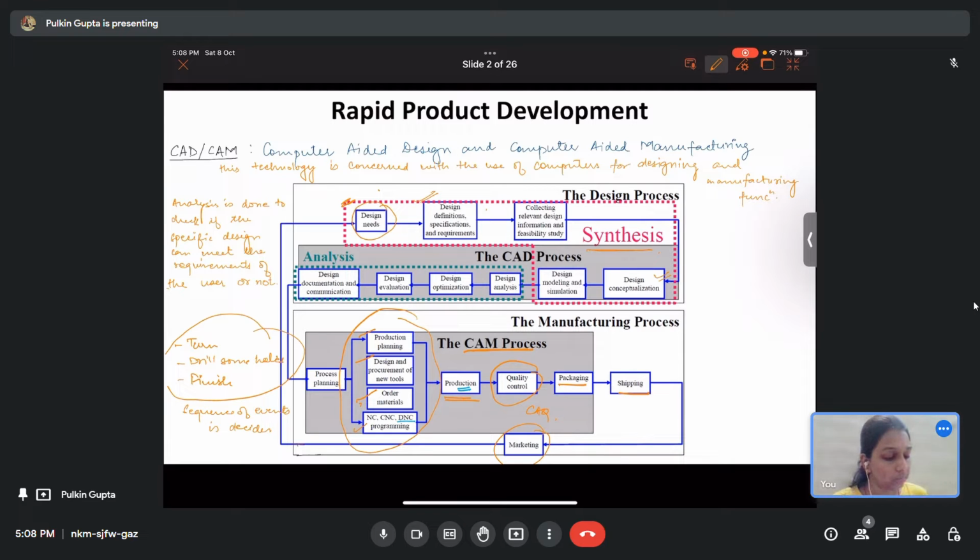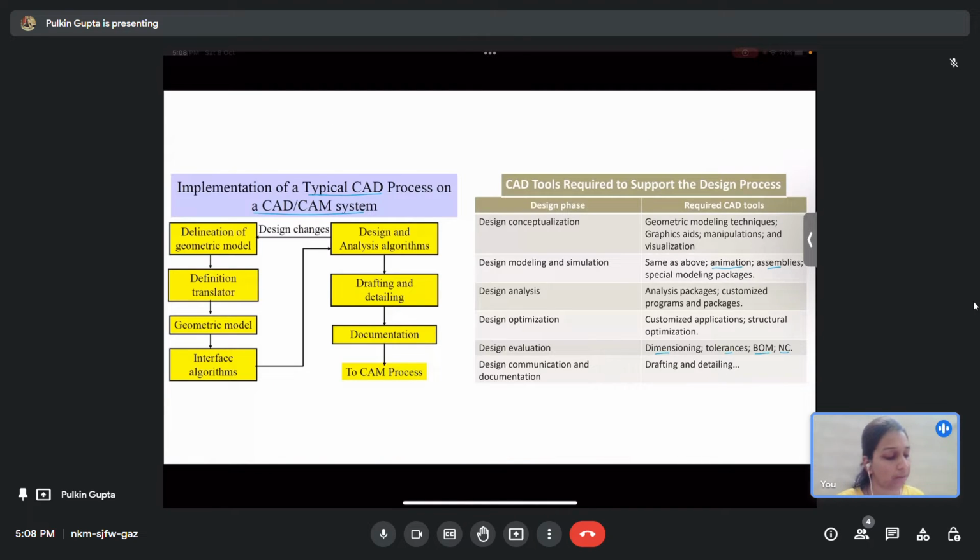So moving ahead, implementation of a typical CAD process on a CAD CAM system. First we delineate a geometric model, then there is a definition translator, and then we have a geometric model. So firstly it is decided what is to be made, then its definition is translated to a software, then you finally make a geometric model, and then you have an interface algorithm to interface the geometric model with the analysis algorithm.